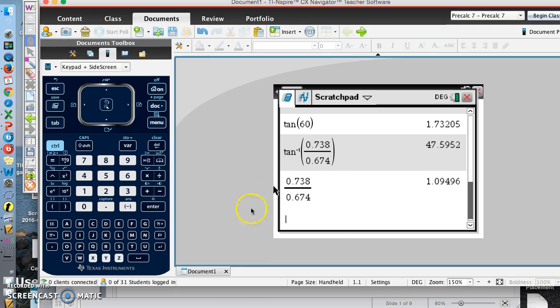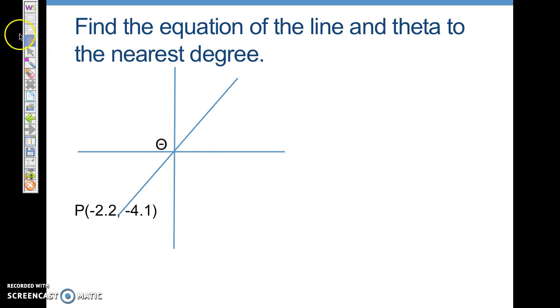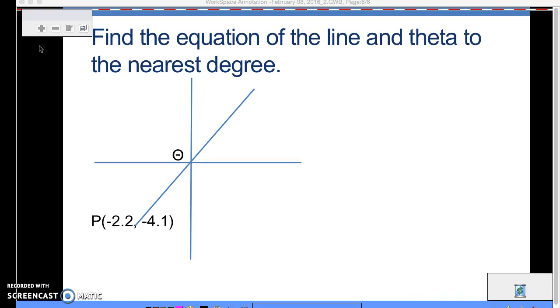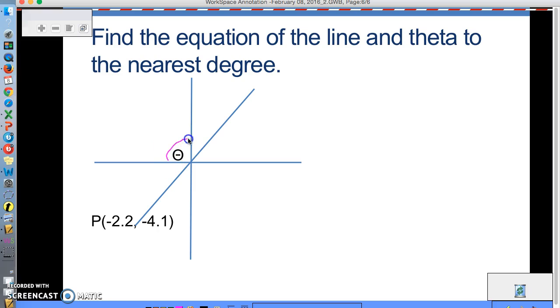And then the last one that we're going to look at. We are asked to find this angle, and I believe the angle it's talking about is this area right here. So we're given this coordinate. So if we were to make a triangle right here, we know we go backwards 2.2, and we go down 4.1. So again, we need to find the equation of the line. So what is our slope? Our rise over run, negative 4.1 divided by negative 2.2.